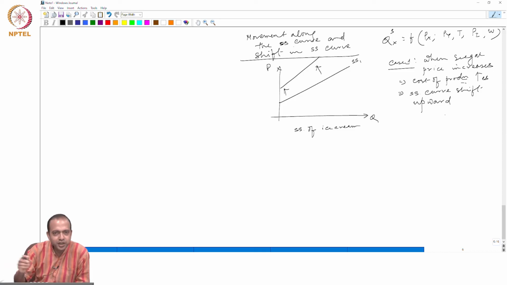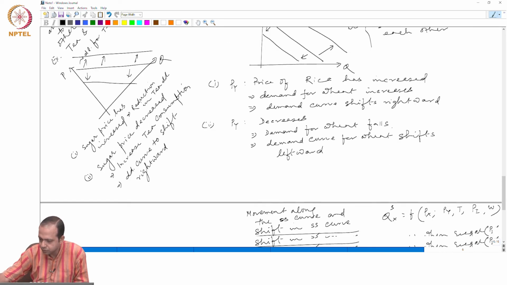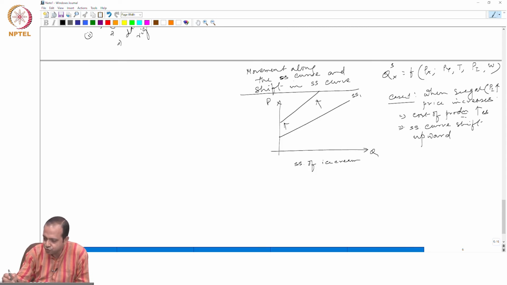Similarly, if there is a fall in sugar price, maybe in a particular year there is a huge production of sugar cane, what will happen? Sugar price will fall. Since sugar is one of the important inputs in ice cream production, supplier will then. So, this is a case where Pi is increasing. So now we can assume a case 2, where Pi, that means price of sugar, is falling. That will lead to more supply. More supply of ice cream.